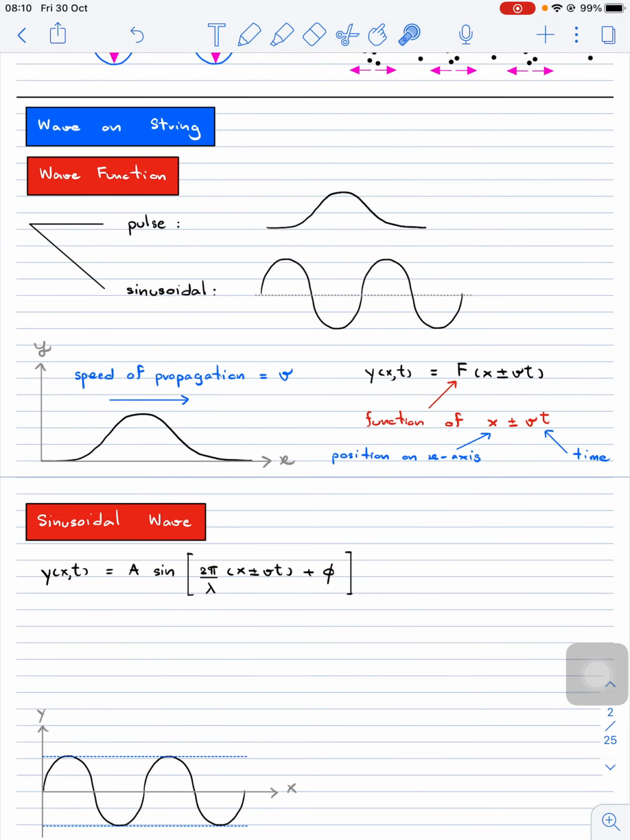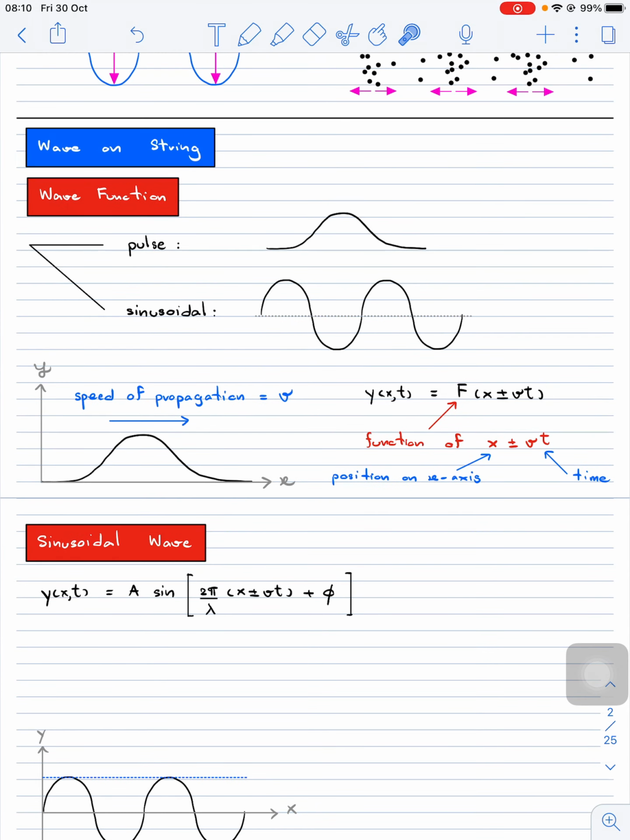So let's talk about the wave function first. What is the wave function? The wave function is the function that we can use to describe the characteristics of the wave. For example, if we have a pulse wave, it looks something like this, or we can have the triangle wave, or the rectangle wave. If we want to describe the property or characteristics of this type of wave, we need to find the wave function for that type of wave.